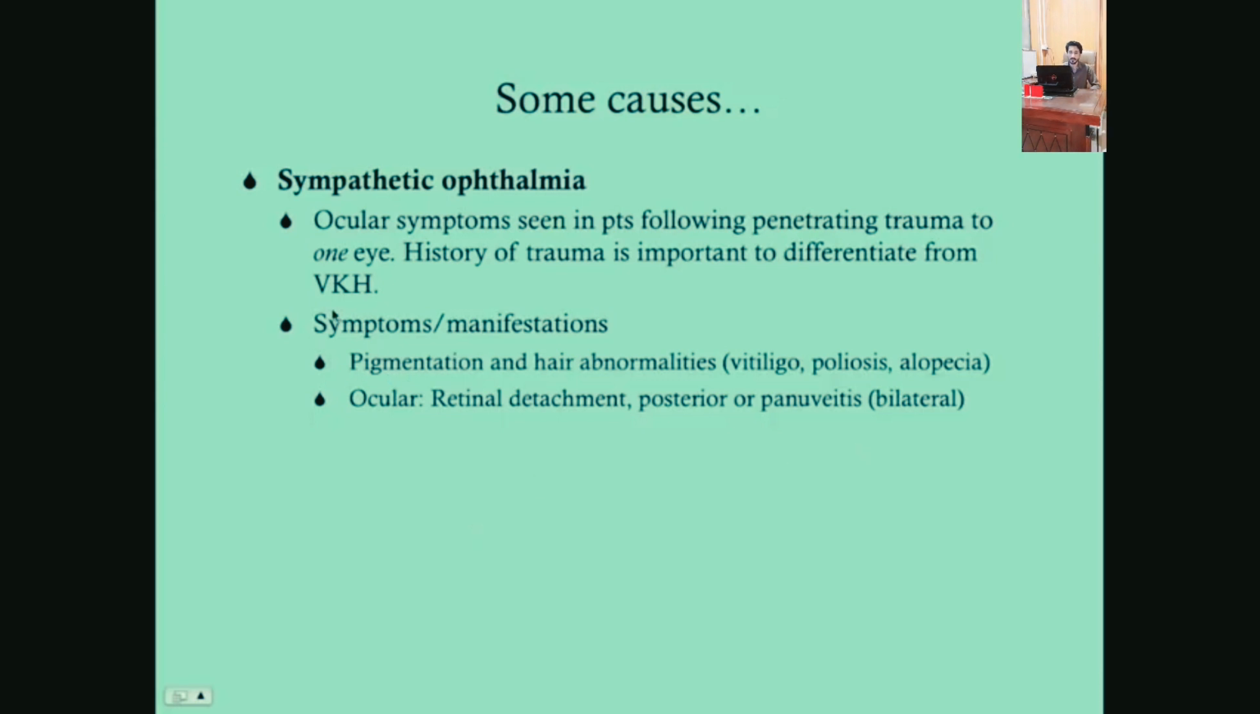So it's important to differentiate this from VKH syndrome. It's going to be that history of trauma, and it can be a remote history of trauma. It can be 30 years ago. As long as there's ocular trauma, the diagnosis is probably going to be sympathetic ophthalmia.